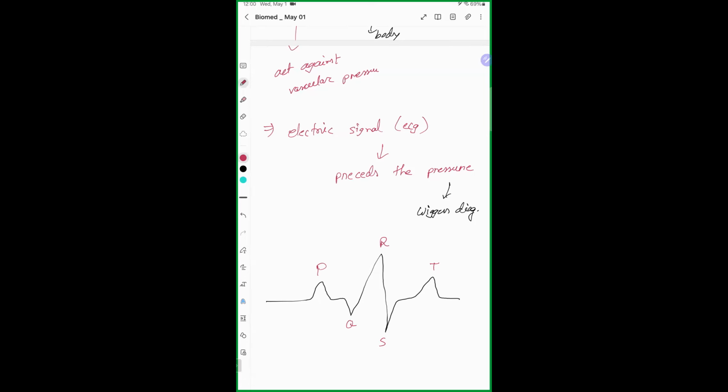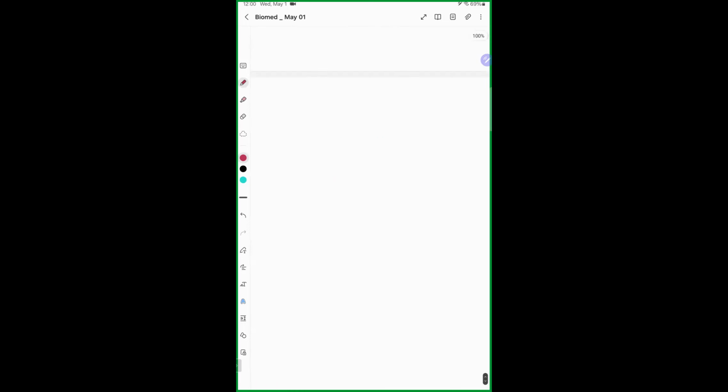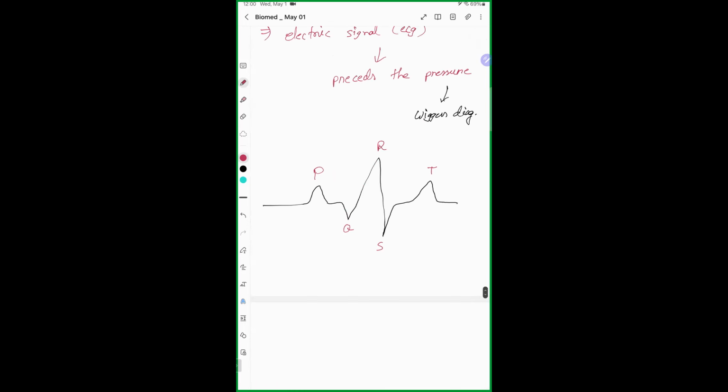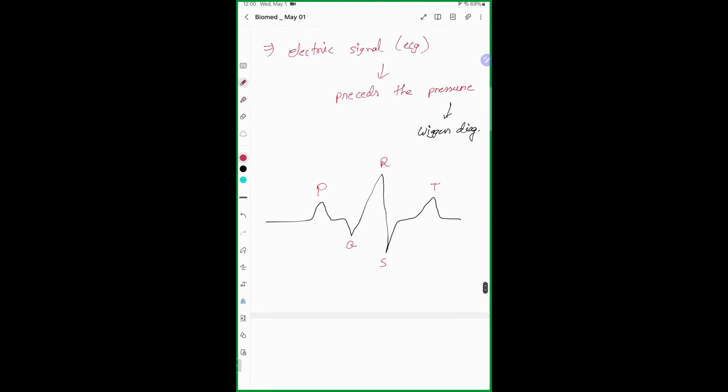You had drawn this graph. Okay, how many of you did the ECG lab? Everyone did it? Yes, sir. So did you get this kind of graphs in the lab? Yes, sir, we got it.